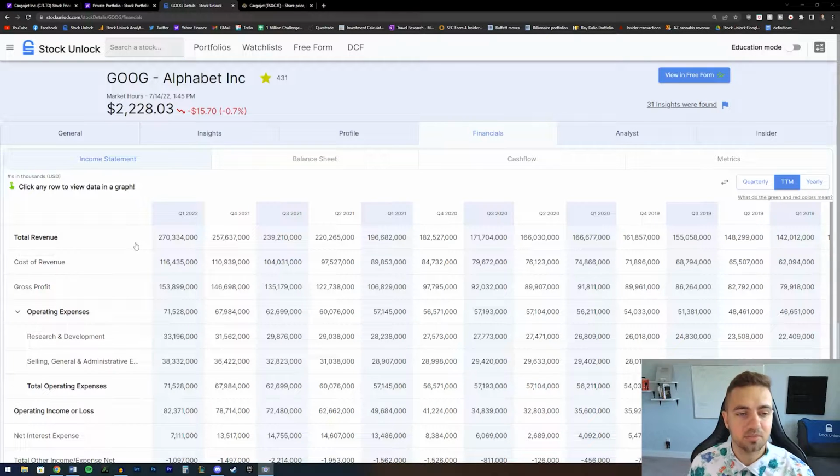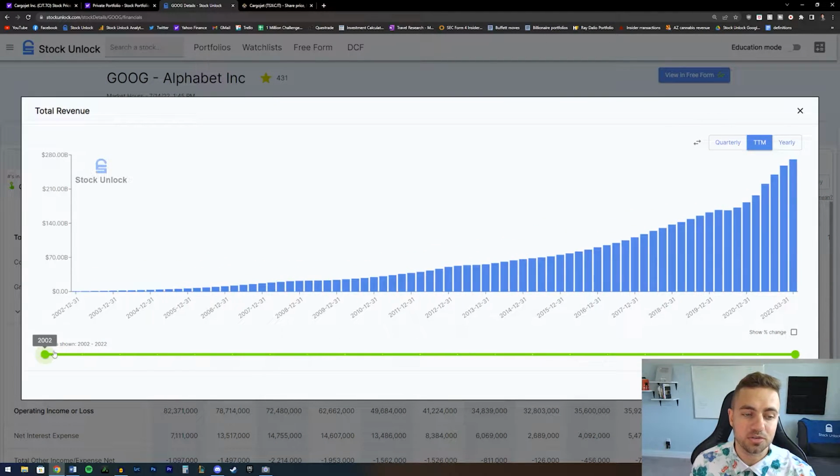On the income statement, you can take a look at if a business is growing by also clicking on the total revenue and seeing if the company's revenue and top line is growing over time. When we take a look at Google, this company's revenue grows fantastically over the long term, and it's just a business that continues growing and growing and growing. This is pretty much exactly what investors look for right here. Just consistent business growth and consistent revenue growth.